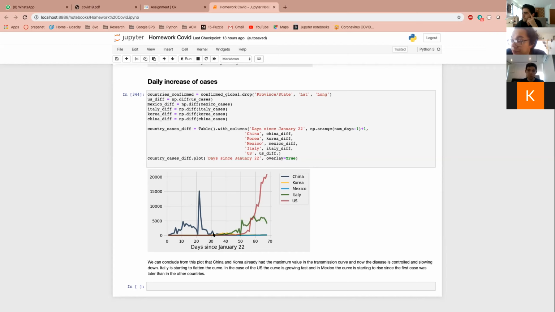The other countries, for example, Korea, which is yellow here, it's hard to see, but it is also not presenting new cases. And the US, it's the opposite. We see that the trend is increasing. And Italy, it seems that it is starting to control the epidemic, because here we see that the new number of cases is already at its maximum. And Mexico, it's just starting. We don't see the growth yet.